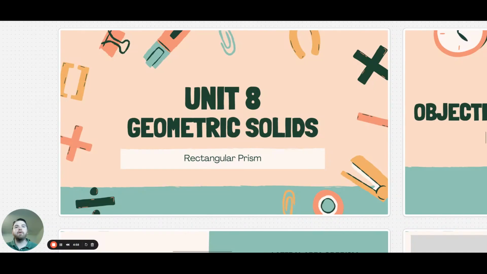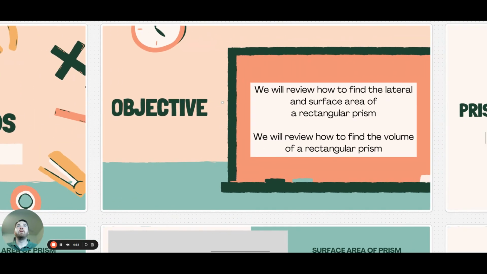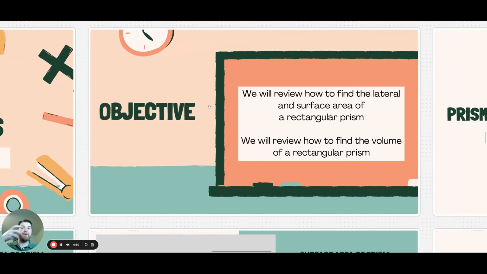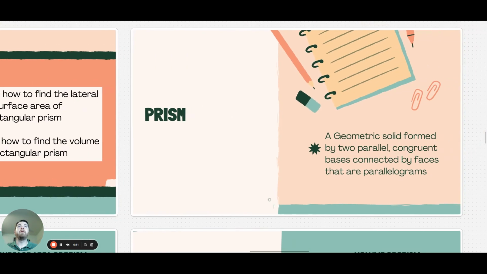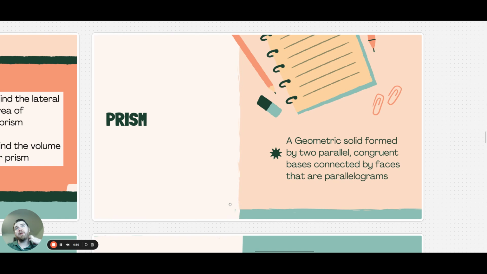We are continuing to look at geometric solids, and so we are looking at a rectangular prism. A rectangular prism is just going to be something that has a bunch of rectangles on it. Our objective for today is that we want to find the lateral area, surface area, and volume of a rectangular prism. Now, the definition of a prism is just a geometric solid formed by two parallel congruent bases.